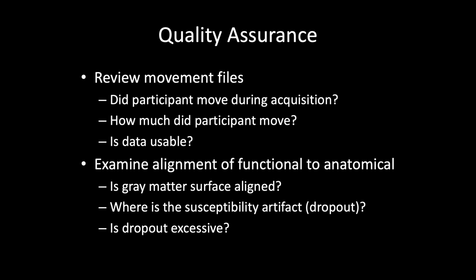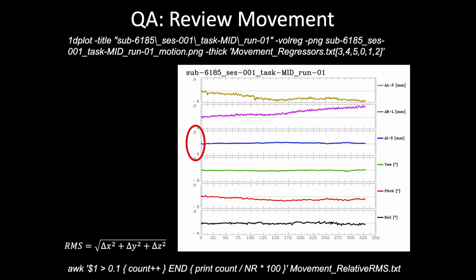Another thing is to look at how good did everything align. Is the gray matter surface properly aligned between your functional data and your anatomical data? Do you have any susceptibility artifact? Where is it? Do you care about that region where you're seeing the artifact? If you're not doing memory, then maybe you don't care if there's dropout in the temporal lobe. And sometimes is it so excessive that it's really going to affect your data?